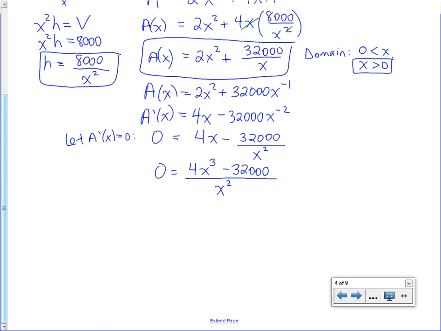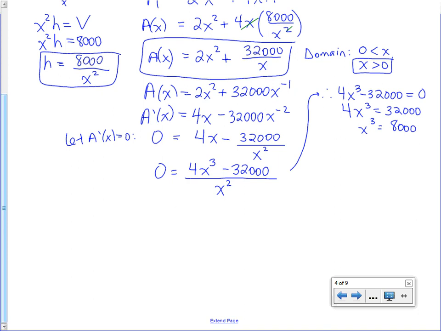No matter what x, it doesn't matter if you have a number in the denominator, because 0 over a number is 0, that's fine. So we don't have to worry about the denominator. What I like to do is zoom in on the numerator and force the numerator to be 0. Whenever you have a single variable, the easy thing is just to isolate. So 4x cubed is 32,000. x cubed is 8,000.